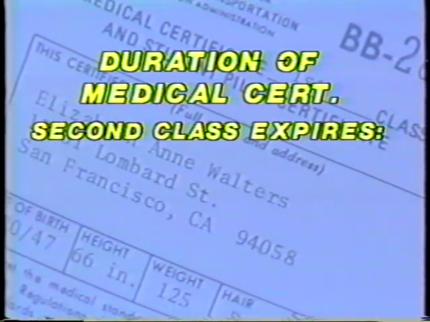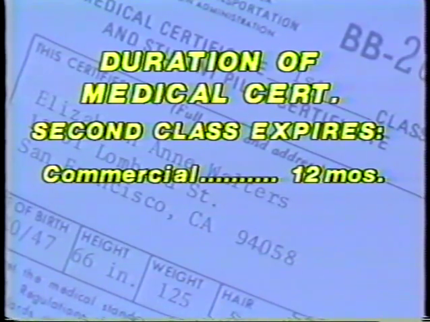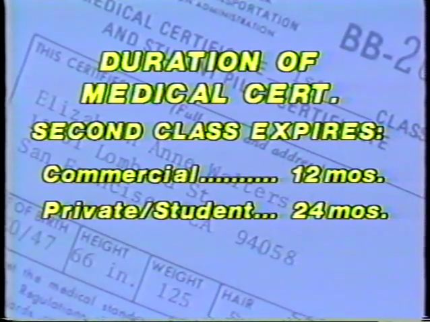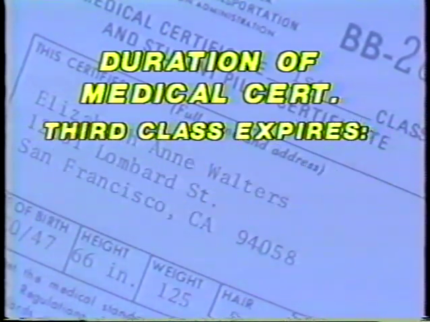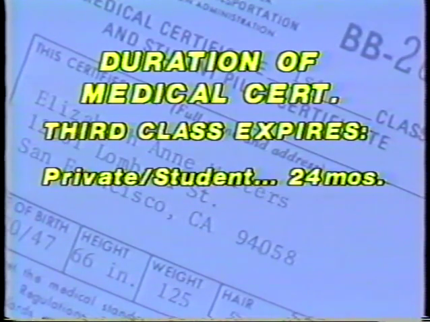A second-class medical certificate expires at the end of the last day of the 12th month after the month of the date of examination shown on the certificate for operations requiring a commercial pilot certificate, and the 24th month after the month of the date of the examination shown on the certificate for operations requiring only a private or student pilot certificate. A third-class medical certificate expires at the end of the last day of the 24th month after the month of the date of the examination shown on the certificate for operations requiring a private or student pilot certificate.